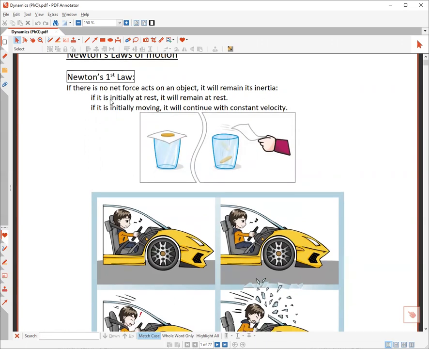So what does it mean? It means that if the object is initially at rest, the object will remain at rest. But if it is initially moving, then the object will continue moving with the same constant velocity. That means it will move along a straight line, because constant velocity means constant magnitude and also constant direction. So the direction of motion does not change and it moves along a straight line.